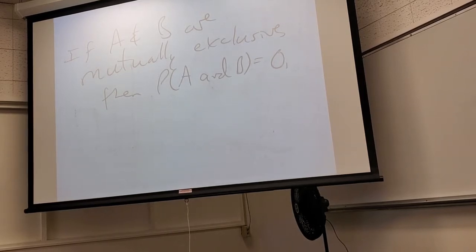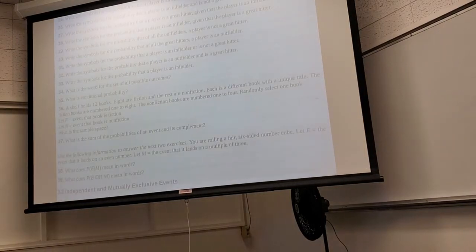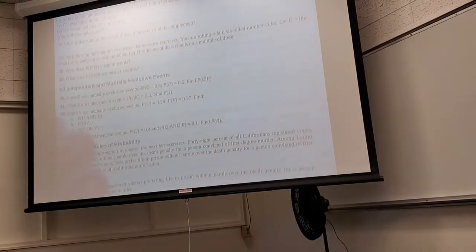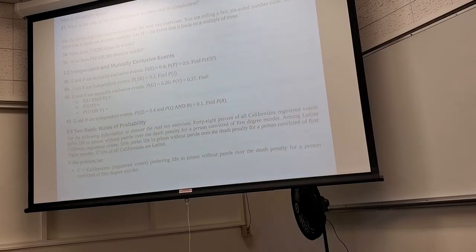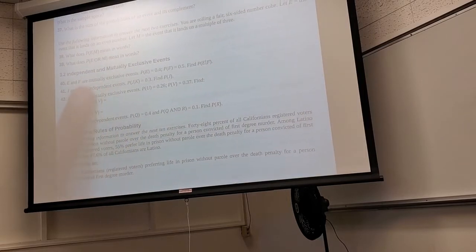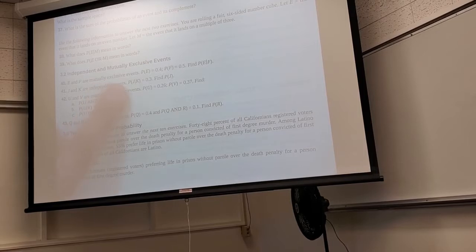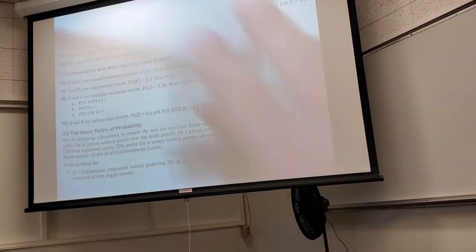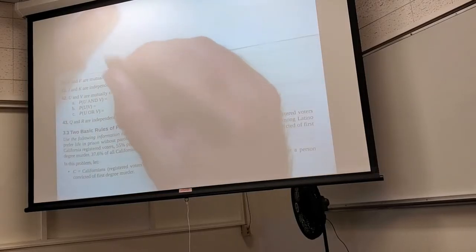Okay. So looking back at this problem. Number 40 says E and F are mutually exclusive. What do you immediately write down? The probability of E and F equals 0.